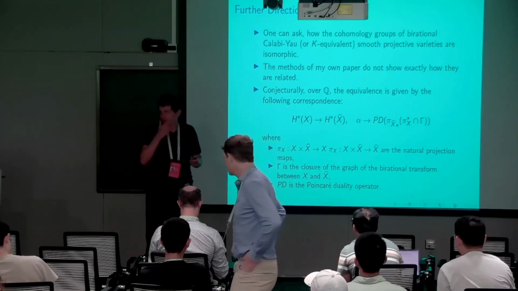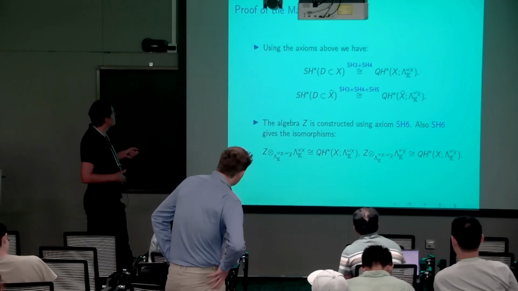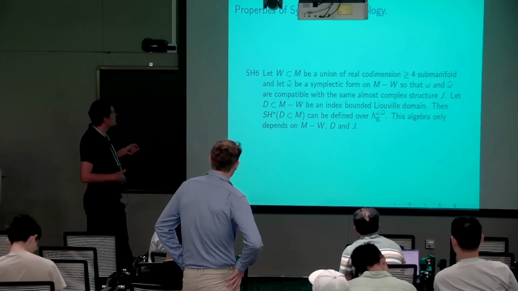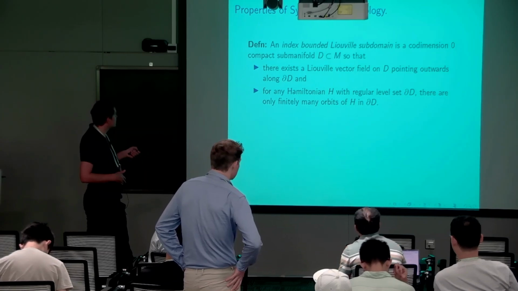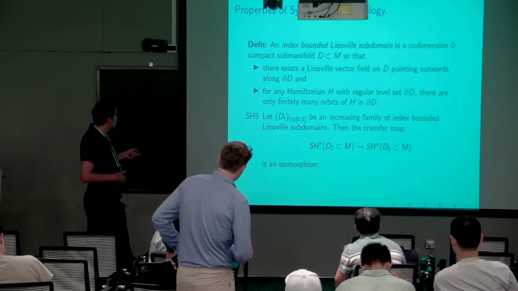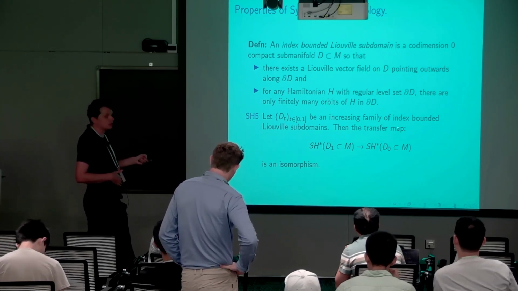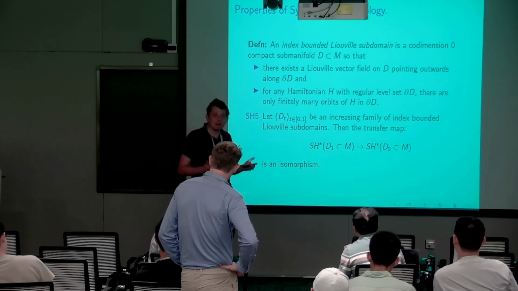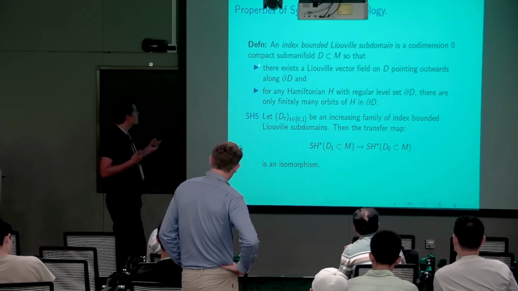Okay, so let me find the axiom. There are several axioms that fail. So 6 fails, but maybe the biggest failure is 5. I have an increasing family of index-bounded Liouville subdomains, whatever that means. To define index in the first place, you need Calabi-Yau. You need a trivialization of the canonical bundle. And so index-bounded doesn't even make sense.